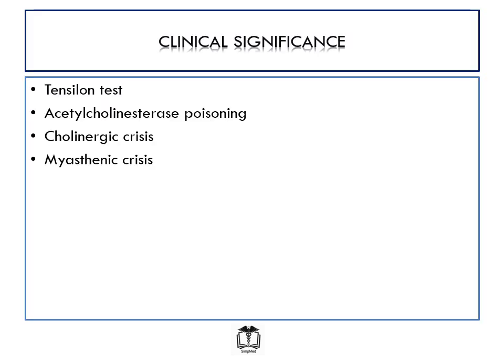Final thing to talk about in this particular model will be the clinical significance. And there are four aspects of clinical significance to cholinergic agonists. The first is what we call the Tensilon test. The Tensilon test is a diagnostic test for myasthenia gravis. And remember that one of the drugs we use in diagnosing myasthenia gravis is the drug edrophonium.